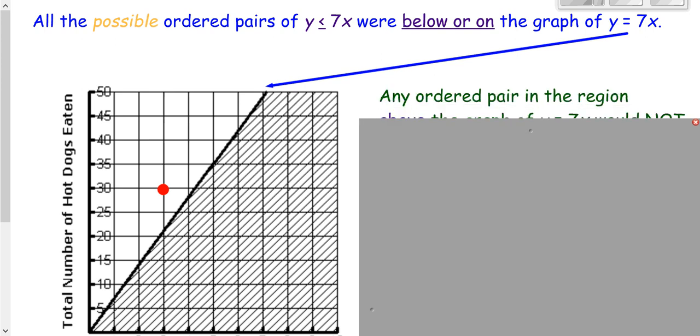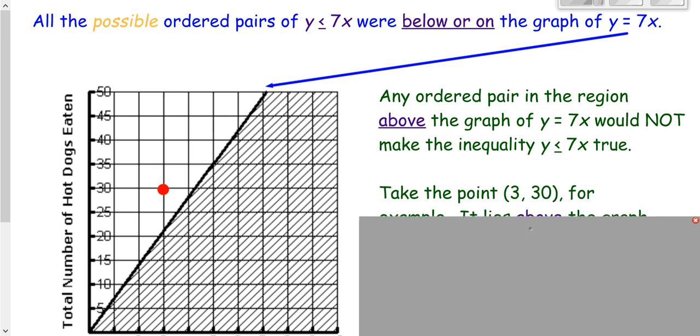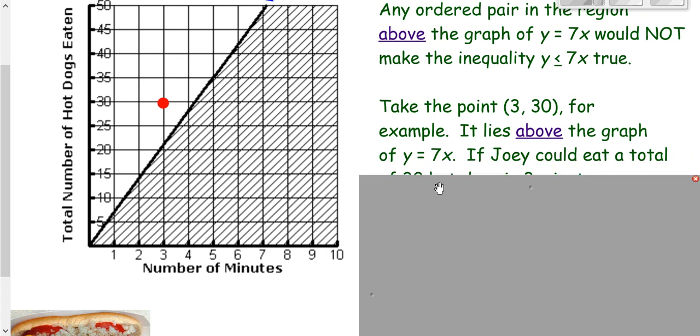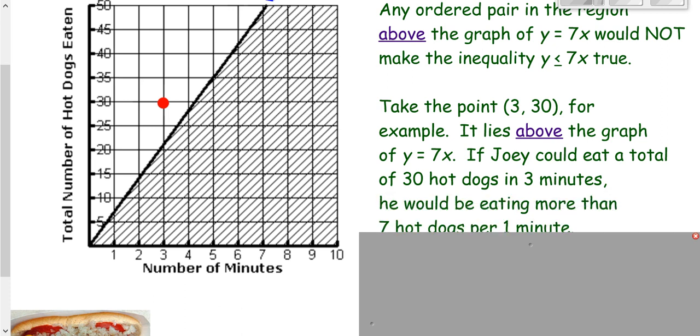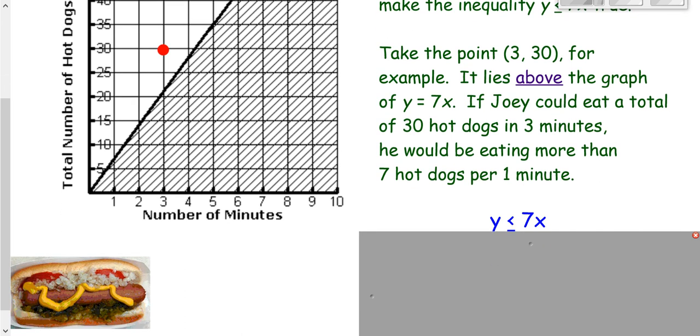Let's look at a point above the line. Any ordered pair in the region above the graph of y equals 7x would not make the inequality y is less than or equal to 7x true. Take the point (3, 30), for example. It lies above the graph of y equals 7x. If Joey could eat a total of 30 hot dogs in 3 minutes, he would be eating more than 7 hot dogs per minute. So let's look mathematically.